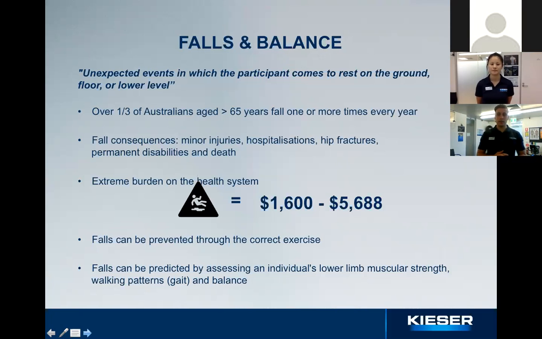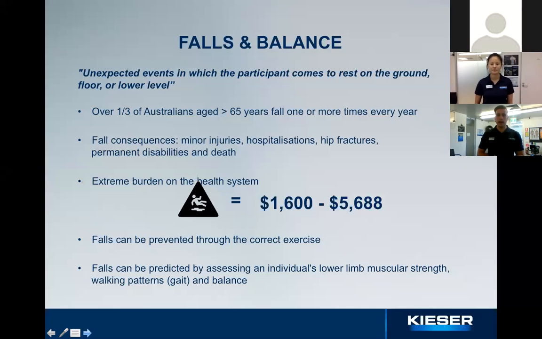And this can have quite severe consequences, from minor injuries to hospitalizations, hip fractures, permanent disabilities, and even death in extreme circumstances. They actually have an extreme burden on the health system. You can be looking at anywhere from $1,600 to over $5,000 per fall. So if we've got over 1/3 of Australians falling more than one time a year, there is quite a big burden on the health system.